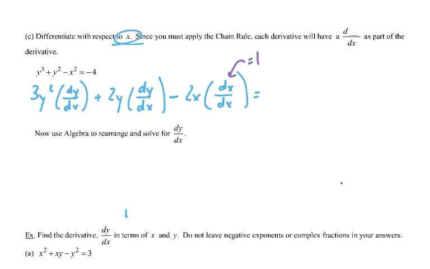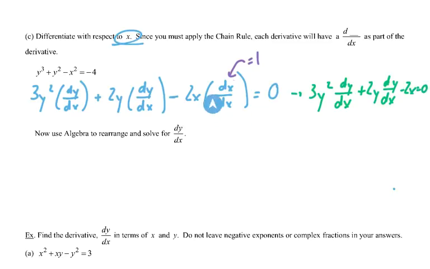It simplifies down, right? So if I were to rewrite this and make sure it was as simple as possible, I would write it as 3y squared dy dx plus 2y dy dx minus 2x equals 0. Okay, I would not have that dx in my simplification. So just be aware of that. That's an important part of this process.